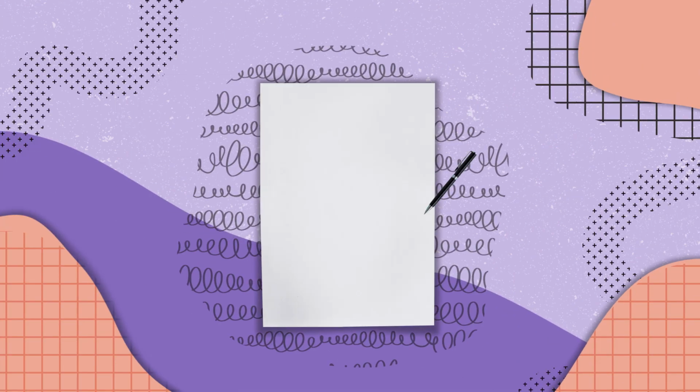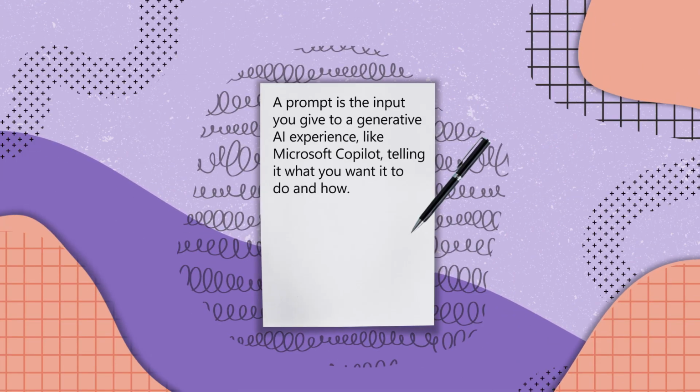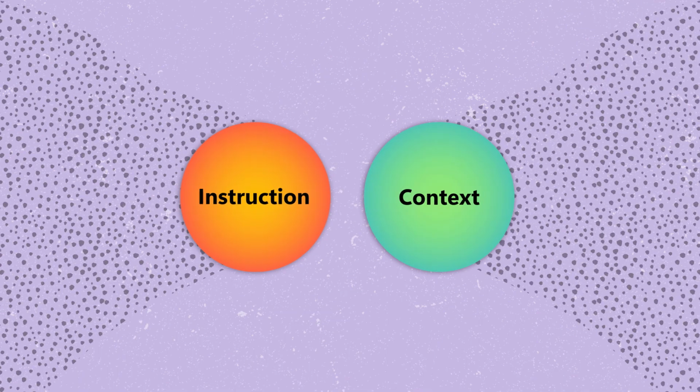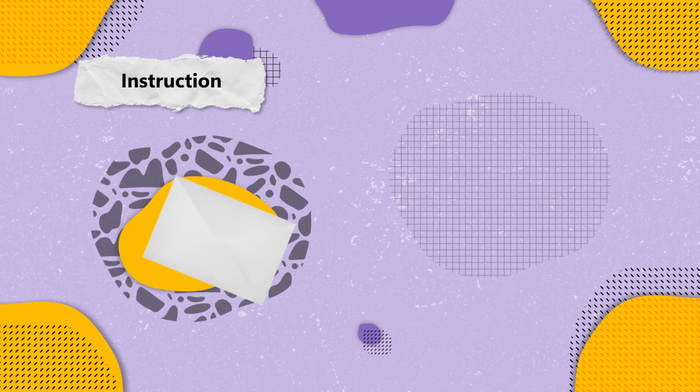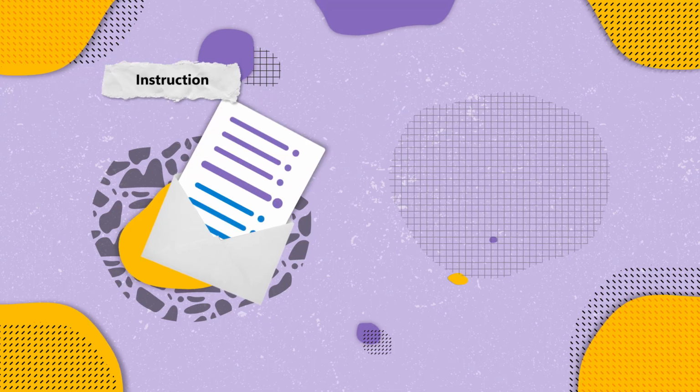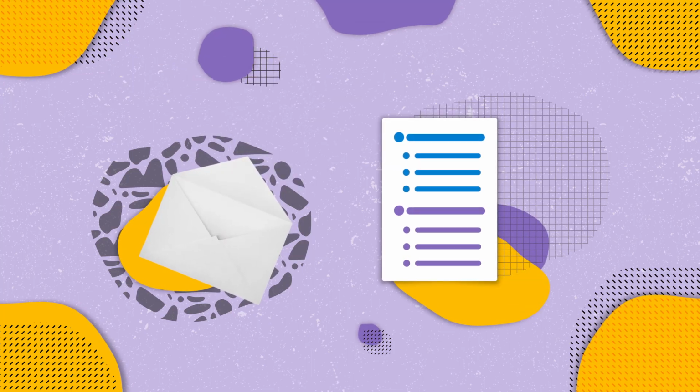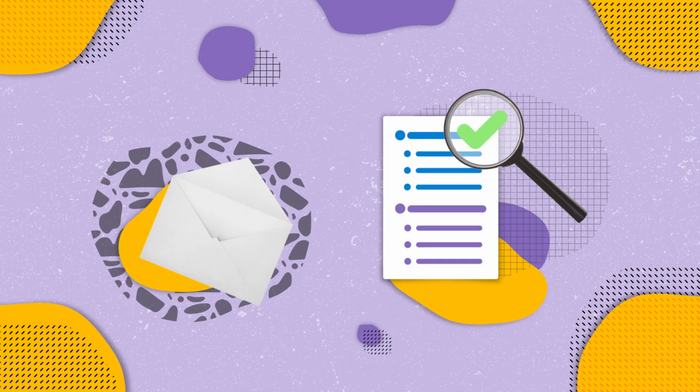A prompt is the input you give to a generative AI experience, like Microsoft Copilot, telling it what you want it to do and how. It consists of two main components: instruction and context. The instruction is the written part of the prompt that states the task and the objective. It should be clear and specific, so Copilot knows exactly what you expect from it.